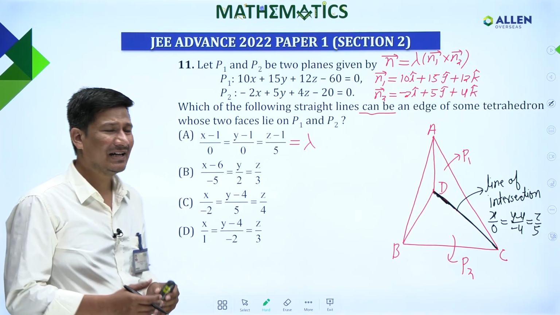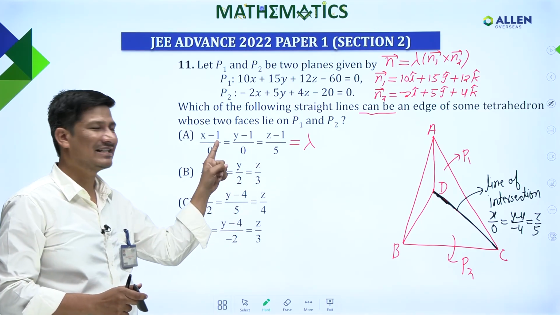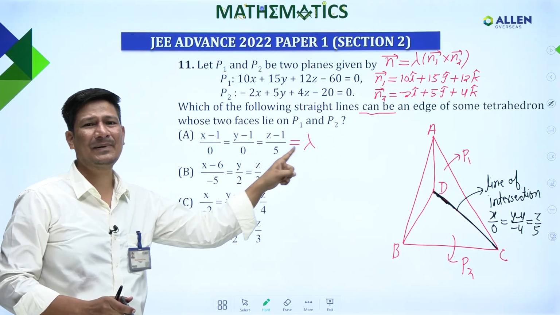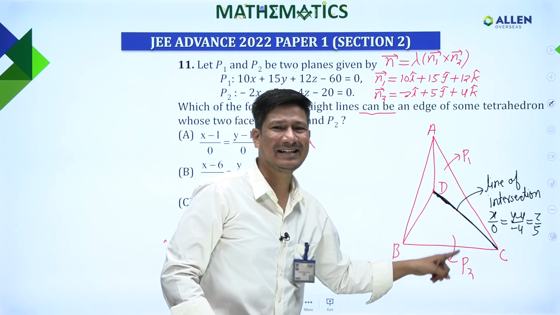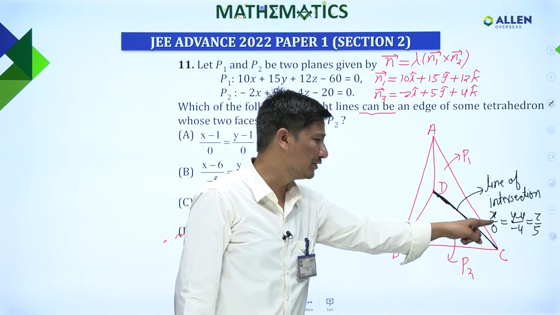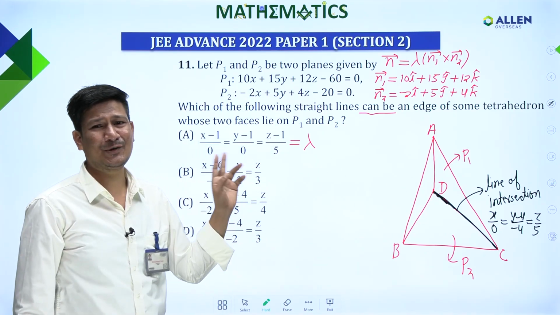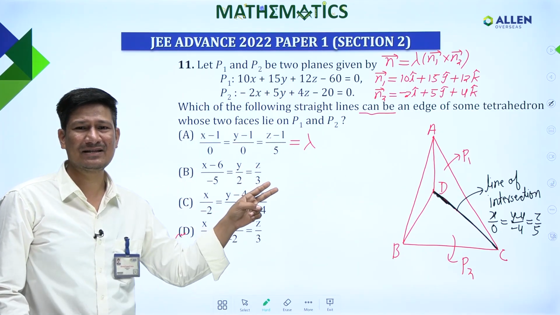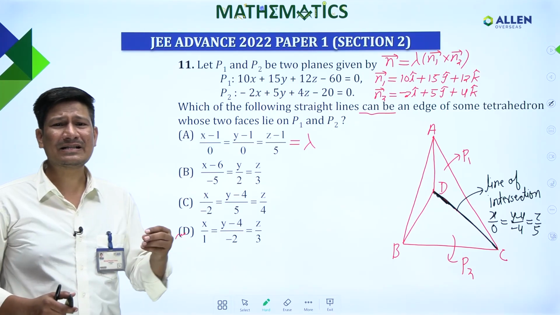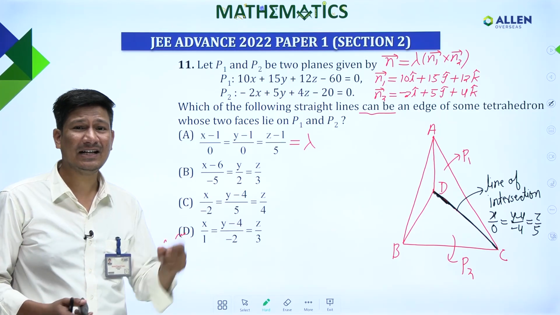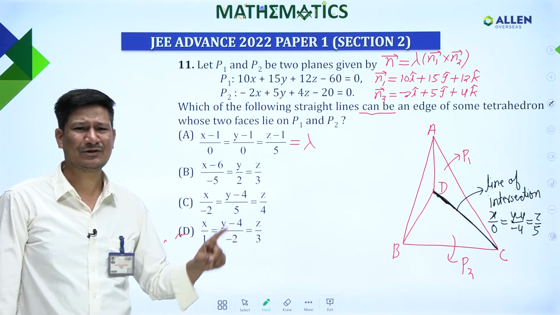Already you have studied. Assume the ratio is equal to lambda for the first line. Take any general point on the line, that is 1, 1, 5 lambda plus 1. Similarly, take the ratio equal to mu on the second line, and calculate the point on the second line, 0, minus 4 mu plus 4, 5 mu. Then compare the coefficients of x, y, and z. You will get three equations. From the first two equations, calculate the values of lambda and mu. If they are not satisfying the third equation, then definitely the given line will be skew with the line of intersection. Guys, this concept you already studied.